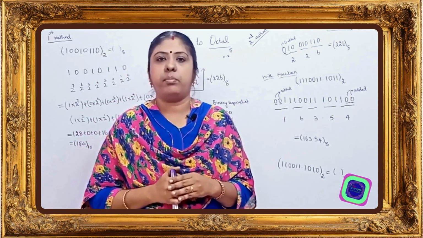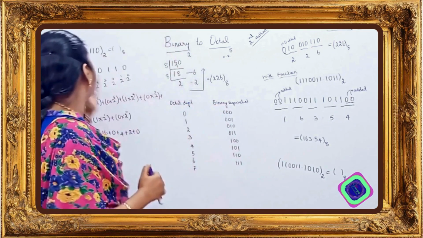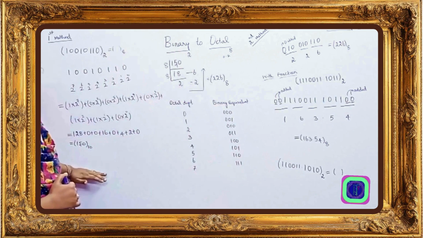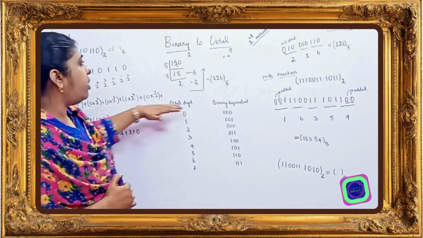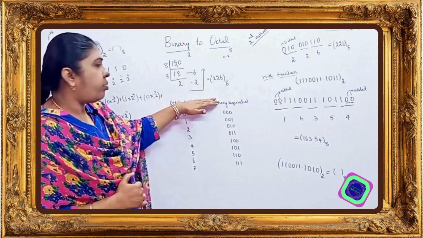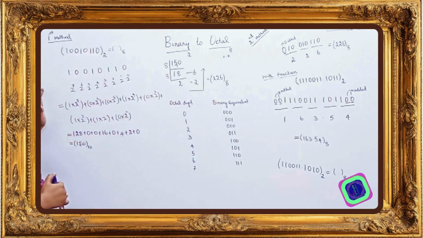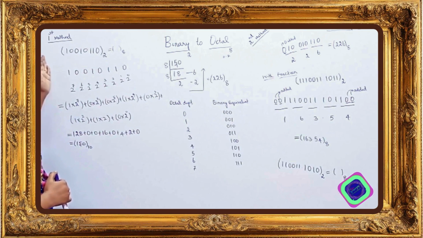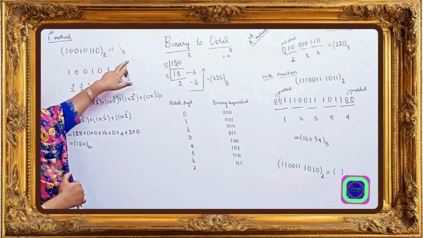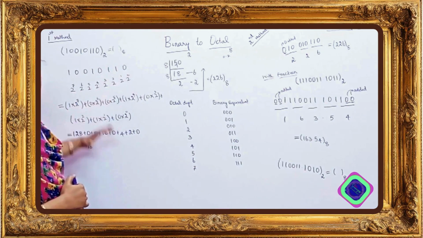In the first method, the basic idea is we have to convert the concerned binary number to a decimal number. When it is converted to the decimal number system, it is easy to convert to the octal number system. So for converting, we have to add weightages and find the sum of products.